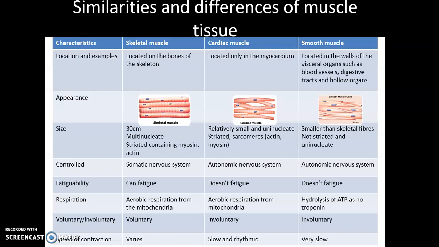In terms of size, the skeletal muscles are very large compared to the cardiac and smooth, which are relatively smaller. This is because the skeletal muscles have to be large in order to extend over a bone in order to pull on it to cause a movement.